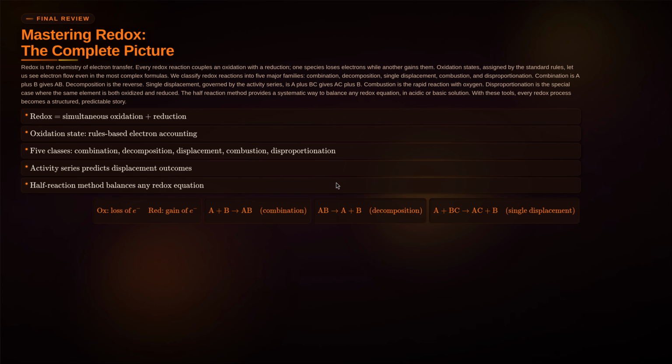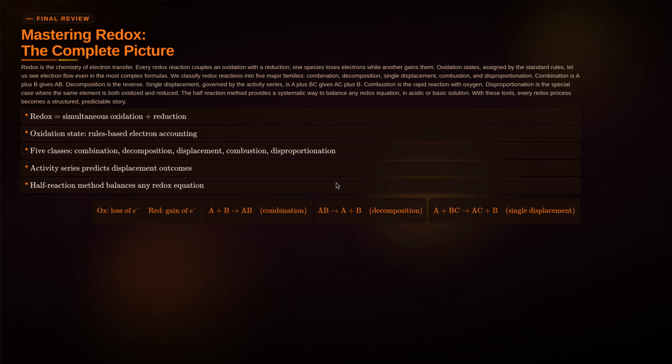Combination, where A plus B gives AB. Decomposition, where AB gives A plus B. Single displacement, where A plus BC gives AC plus B, governed by the activity series. Combustion, the rapid reaction with oxygen. And disproportionation, where the same element is both oxidized and reduced.